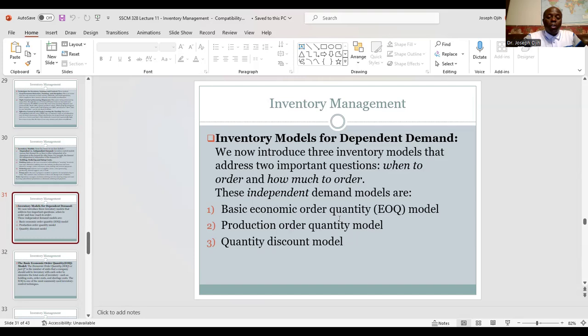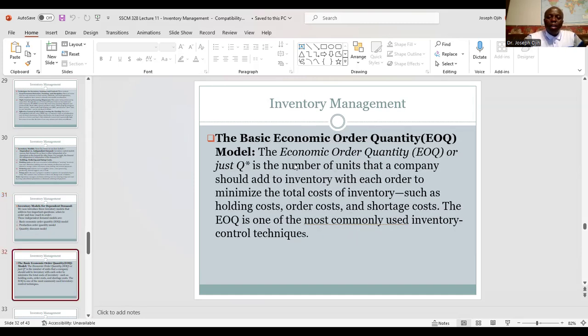One is the basic economic order quantity, EOQ model. This is the one we're doing today, and this is the one that your project is based on. Then the production order quantity model, and then the quantity discount model. Let's start with the basic economic order quantity model.